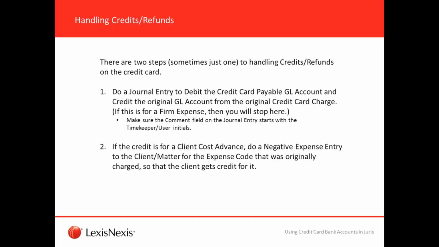If the credit's for a client cost advance, you also are going to need to do a negative expense entry to the client matter for the expense code that it was originally charged to. So the client gets credit for it. We may have already billed them. The person editing the pre-bills will realize that probably when they see the negative expense on there. If the positive one is also on there, they may want to just suppress those on the bill so the client doesn't see them. If the client was already billed for it, then we're going to need to have the negative expense entry on the bill so that they get credit for the fact that we didn't actually pay for this expense, or we got a refund for it.